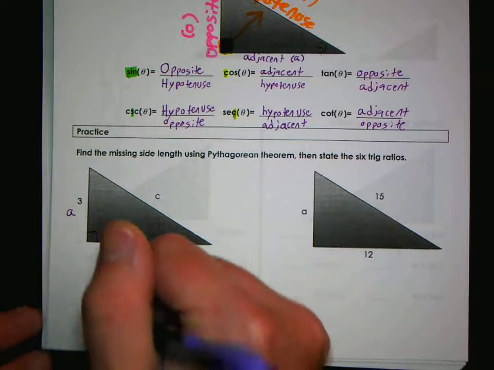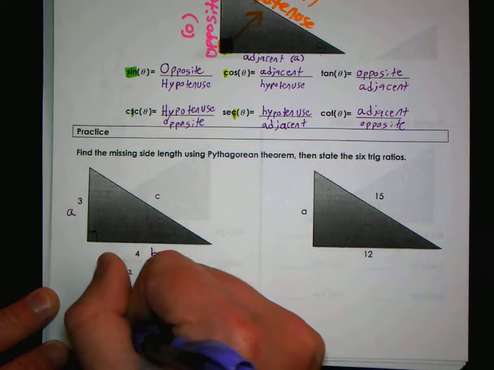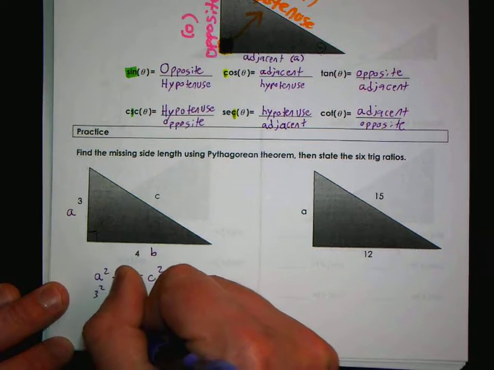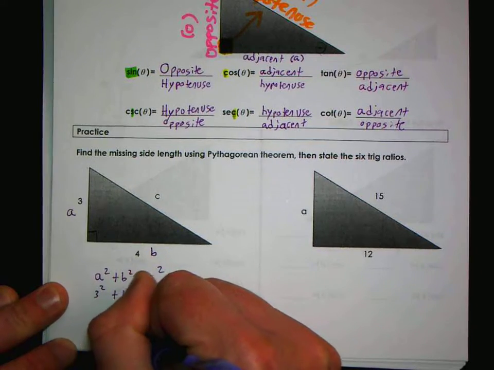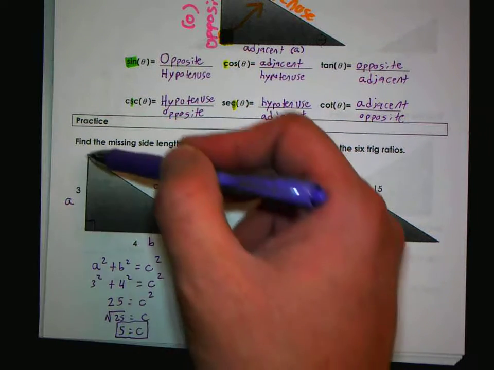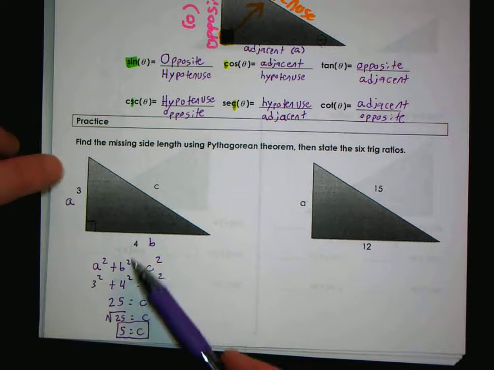3 squared is 9, 4 squared is 16, 9 plus 16 is 25. Take the square root of both sides. And because we're talking about shapes, we're going to ignore the negative 5 and just say that c equals 5. Okay, so the hypotenuse is 5. The long side here is 5. So if you have 2 legs and you're trying to find the hypotenuse, that's the procedure.